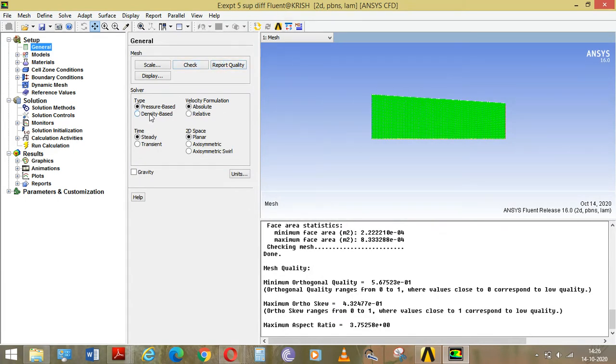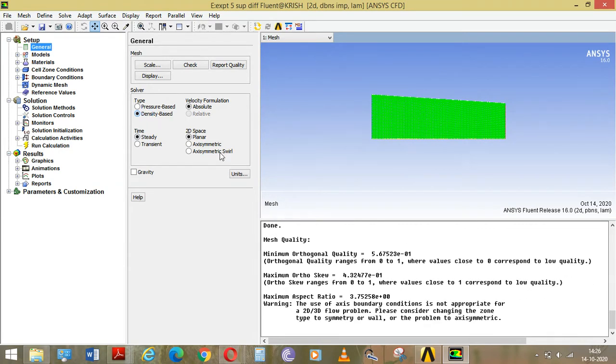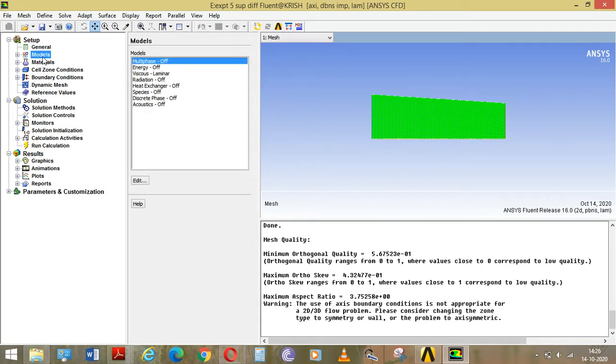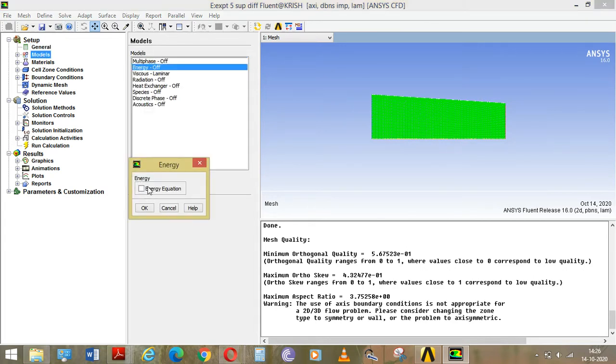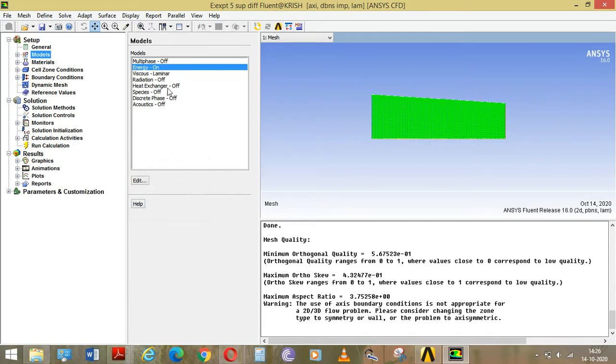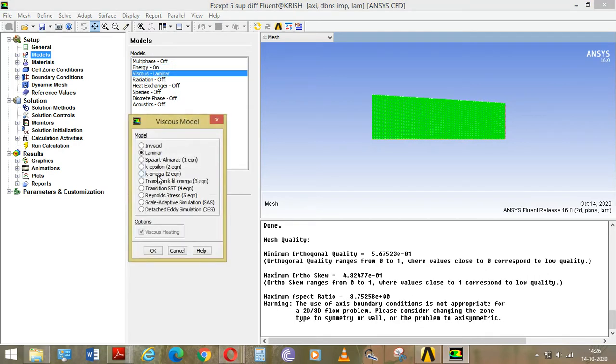Since it's a supersonic diffuser and it's a compressible flow, you have to use the density based solver. And since you're using only half of the geometry, you have to use axisymmetry. And next you go to models. So in the flow models, use the energy equation.